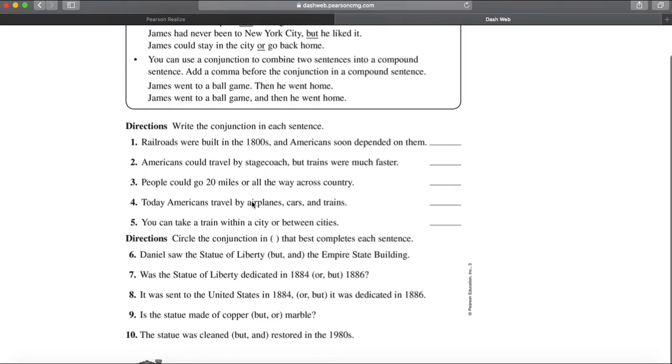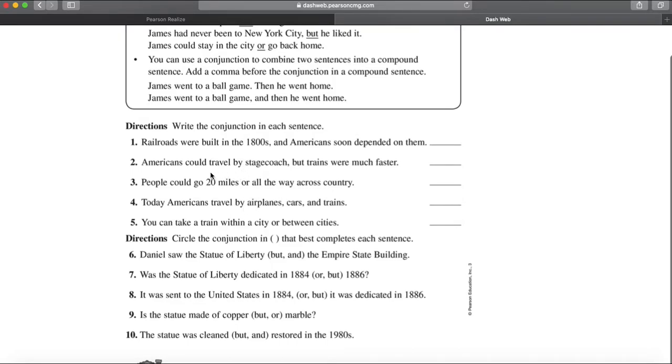People could go 20 miles or all the way across the country. So who can guess the conjunction here? What do you think the conjunction is? The conjunction is or. Why did I use or? Because I'm choosing between. So here there's a choice. There are two choices and I should use the conjunction or.